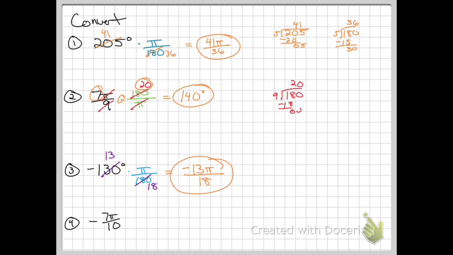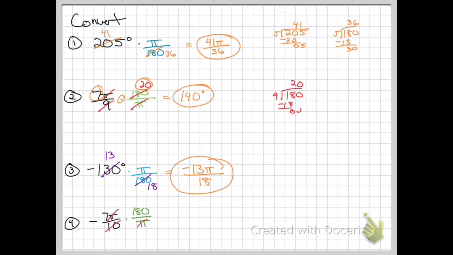Okay, last example. Pause the video and try it on your own. We are going to convert negative 7 pi over 10 from radians to degrees. So I need that pi to cross out, so I need a pi on the bottom. So I'm using 180 over pi. The pi's cross out right away.